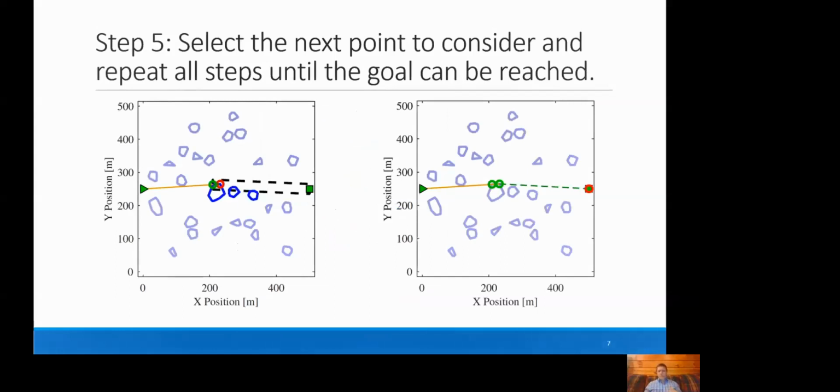You then need to go to that point and essentially repeat this process. So go back to step 1. You can then find the next boundary, the next point, and continue this process until you reach the goal. When you do this, you'll find that you have the path that you were looking for.